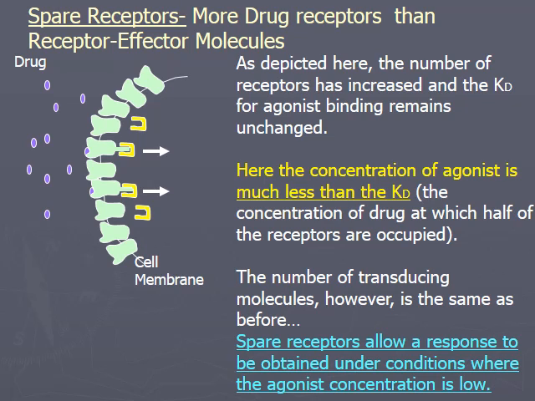But the reason I tell you that is the amplifier, right? So a little signal comes into the amplifier, a big signal comes out. A little bit of drug comes up to the tissue, but a big signal comes out. That's what spare receptors do.